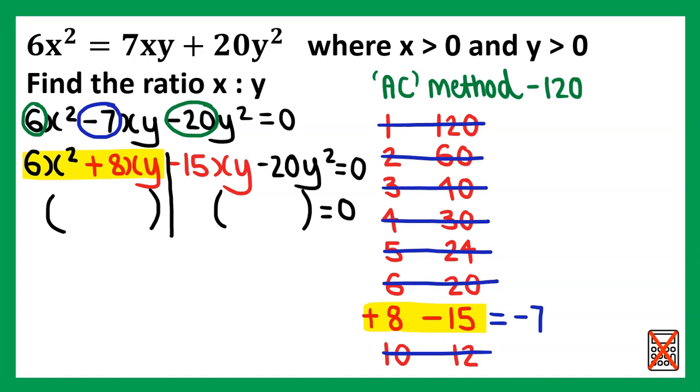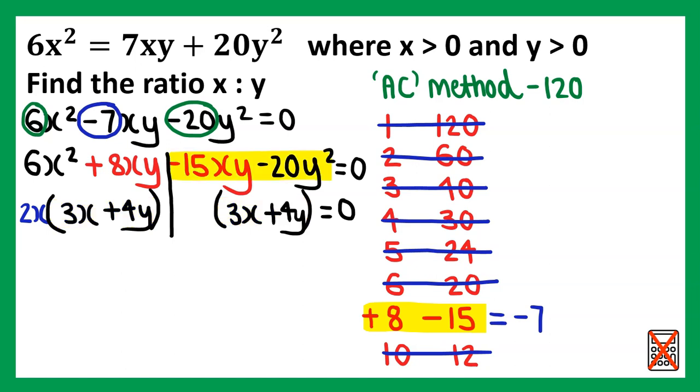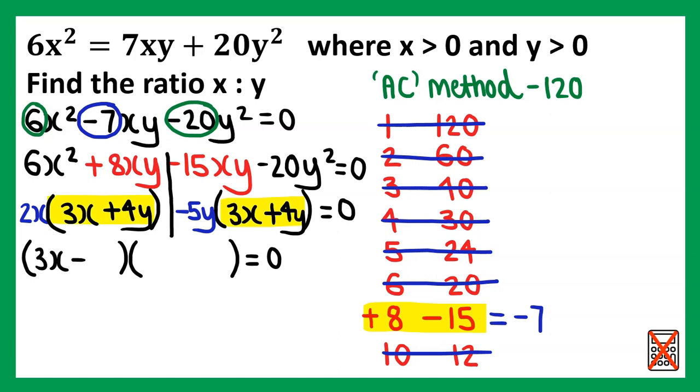The left hand side would have 2x on the outside and 3x plus 4y on the inside. These brackets will be the same, so 3x plus 4y here, meaning to factorize the right hand side I would need to have negative 5y on the outside. Now writing these as double brackets, one of the brackets would be 3x plus 4y and the other bracket would be made up of 2x minus 5y.